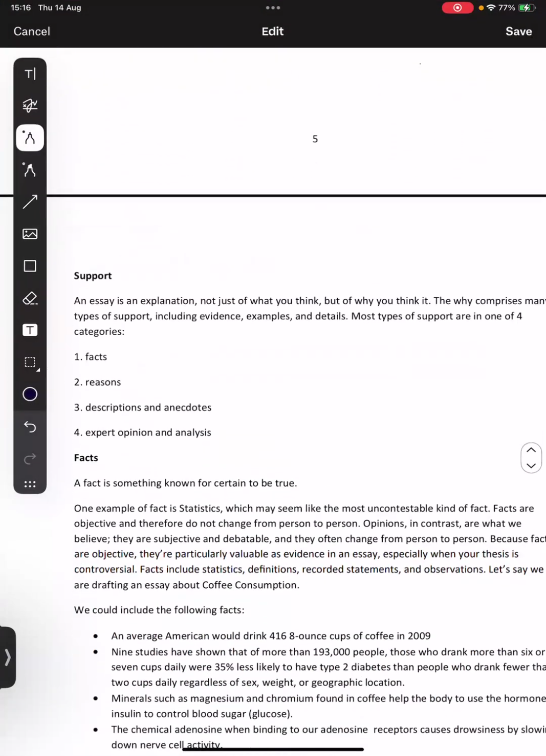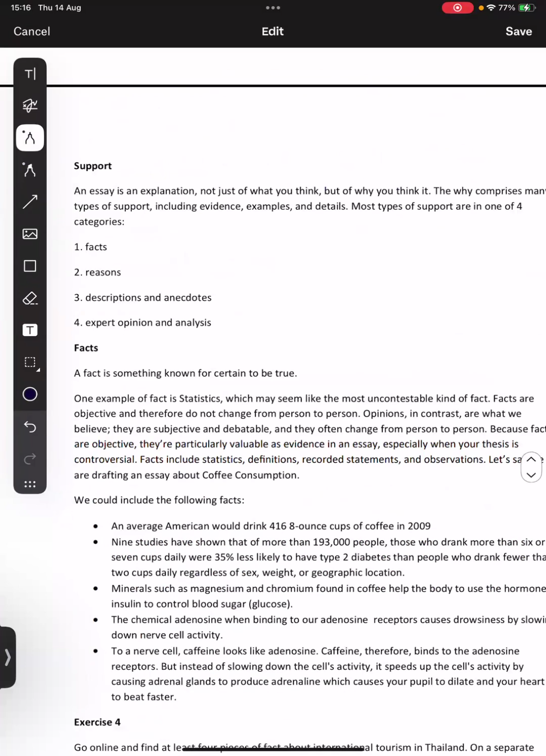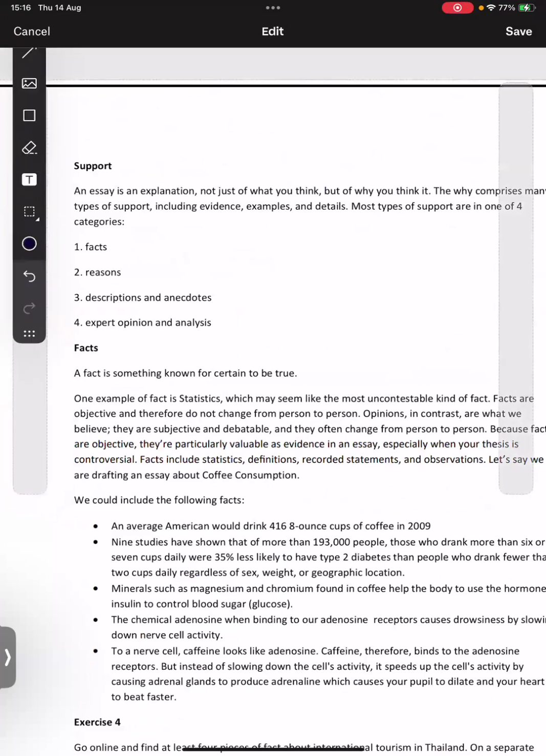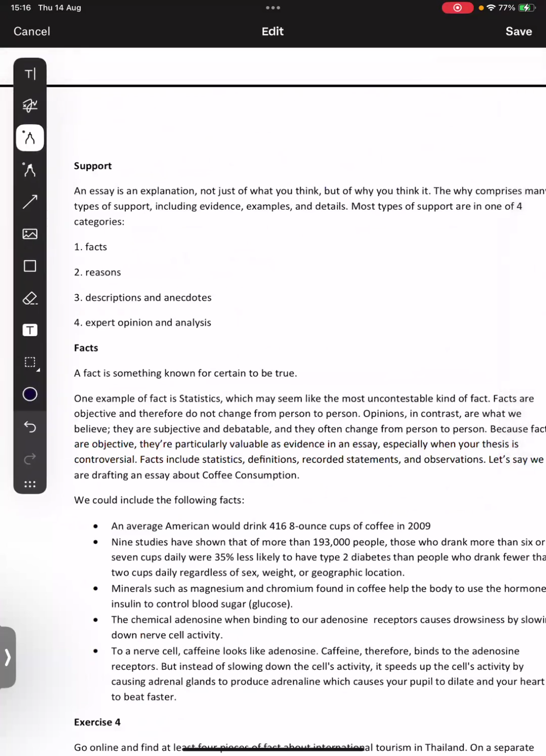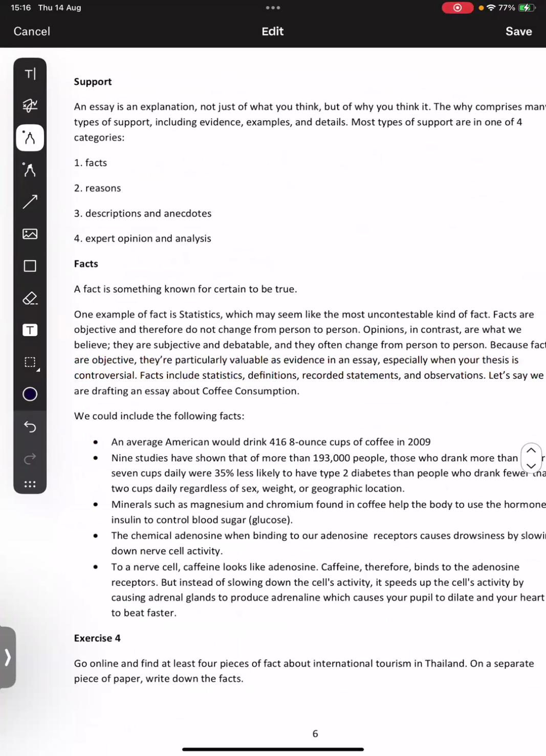Okay, guys, let's start a new topic. So the new topic here will be about support. So let's just recap for a little bit.